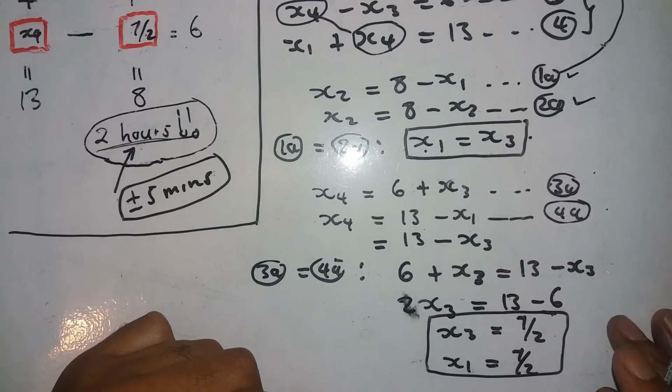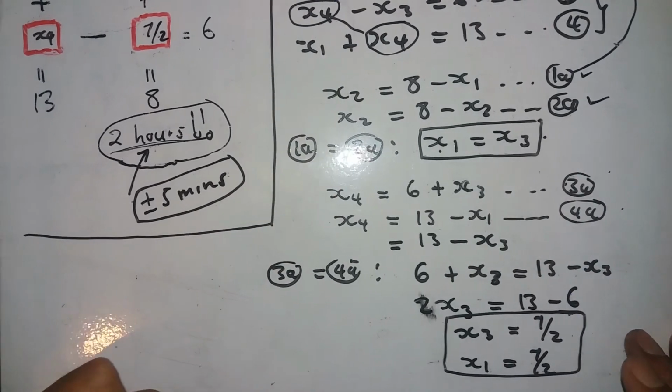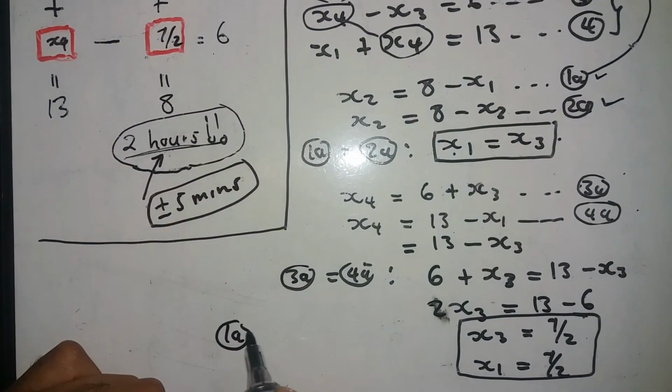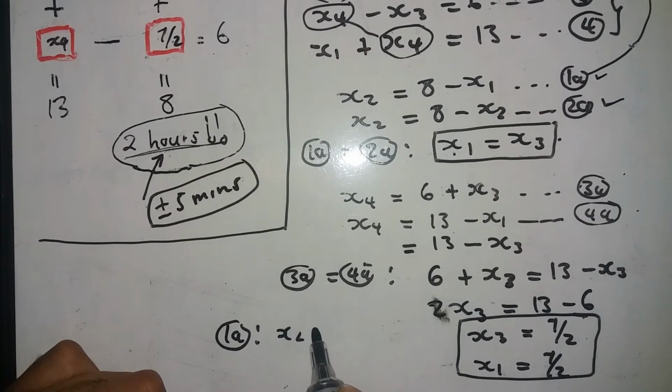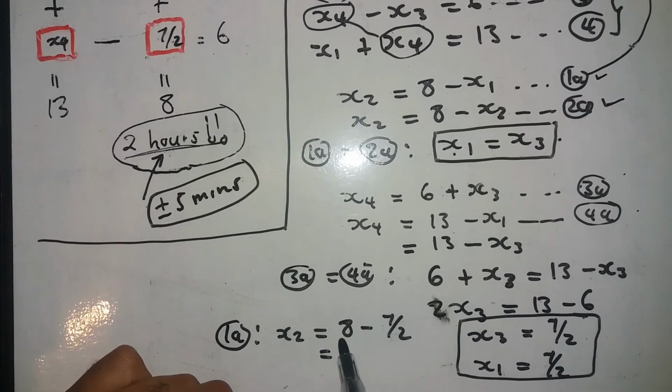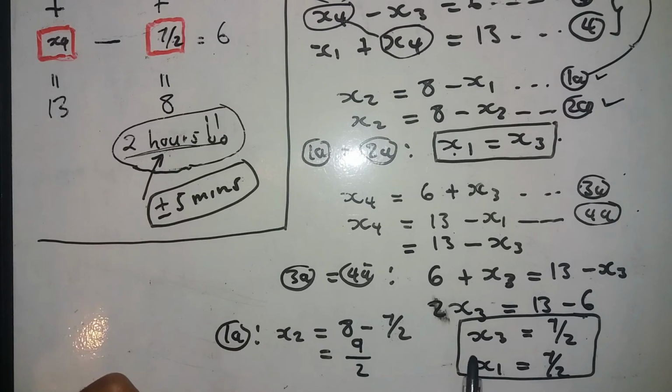You can choose either equation from the above. I used equation 1a for the x2 value. I got 8 minus x1, and x1 is equal to 7 over 2. So subtracting this, wait, what did I get? I got a 9, because 2 times 8, I get a 16. 16 minus 7, yes, I got 9 over 2.